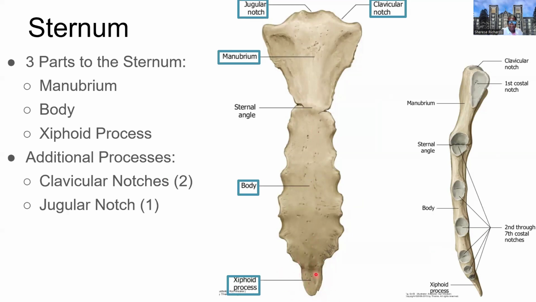Now, the manubrium is going to articulate with the clavicle, right? The collarbone. We talked about the collarbone when we talked about the pectoral girdle last week. So the collarbone articulates here at the clavicular notches, and that is going to form the sternoclavicular joint. So we're going to find the clavicular notch, and then centrally, right? So there are two clavicular notches on either side, and then centrally the jugular notch at the middle.